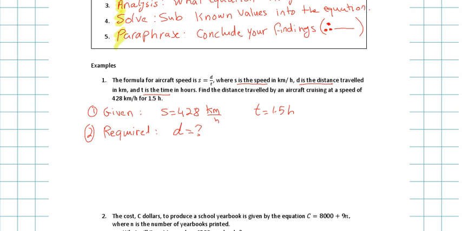Third step is the analysis. The analysis means the formula that I'm going to use. What formula am I going to use? S equals D over T. That's right. That's the formula that's given to me, right? I don't have to create it. It's given to me.